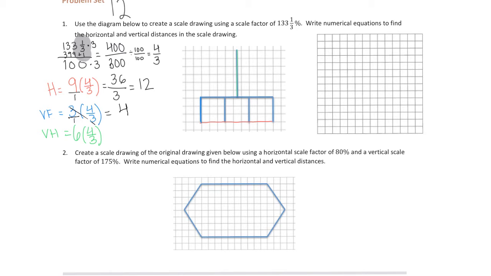Then for our vertical handle, again, when we have a whole number, we can put a 1 underneath of it to multiply for our denominator. So when we multiply our numerators, we have 6 times 4, which is 24. And our denominators, 1 times 3, which is 3. And 24 divided by 3 is going to give us 8 units.